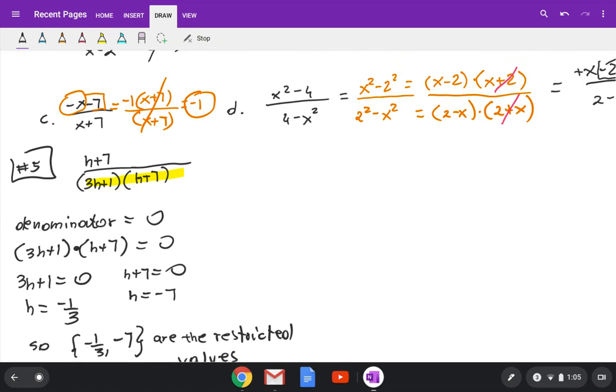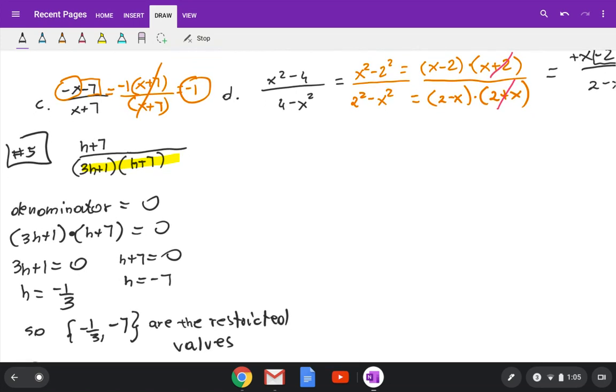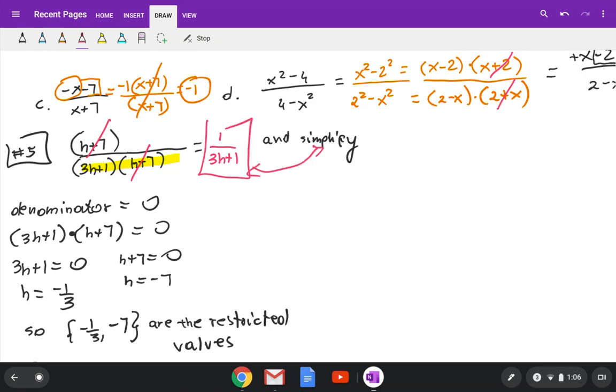Okay, back to number 5: identify the restricted value, and they also say, and simplify. So here to simplify, look what happened. We have h plus 7 on the top, h plus 7 on the bottom. That will give you 1 over 3h plus 1. So they're asking for both, identify the restricted value and simplify also.